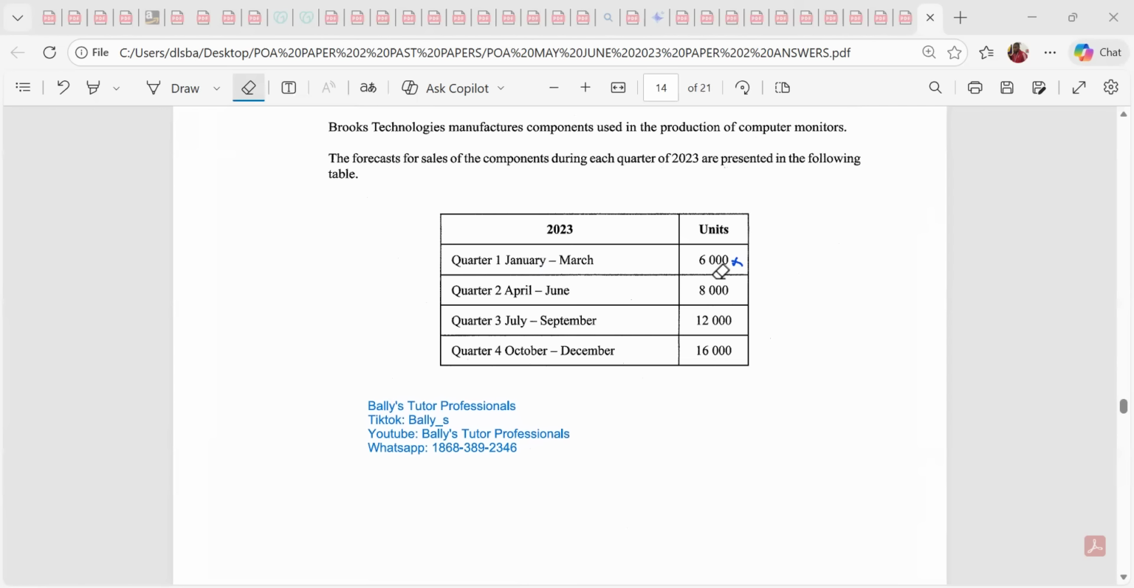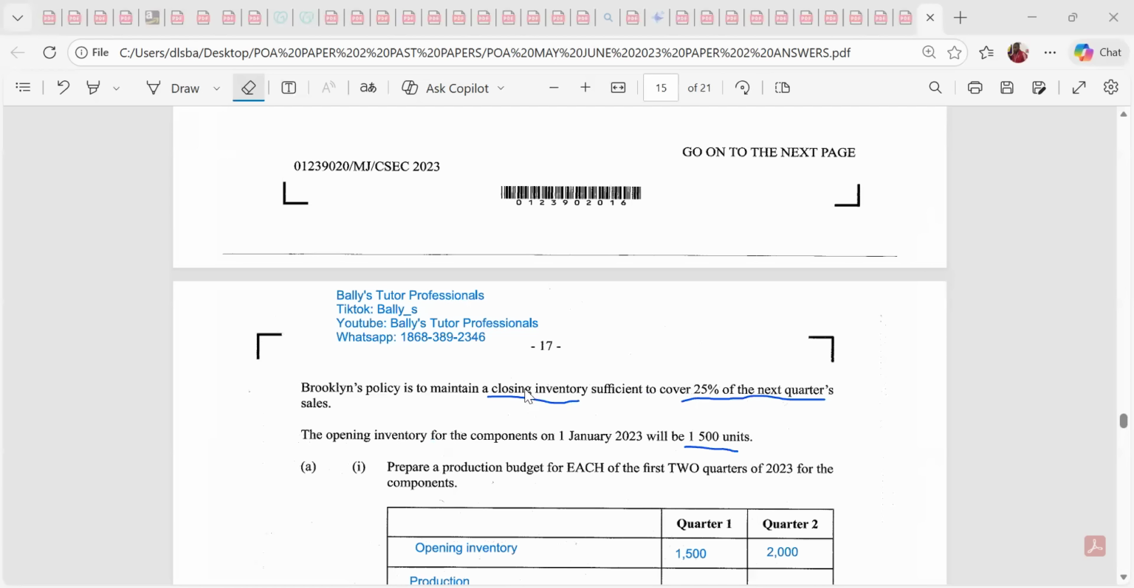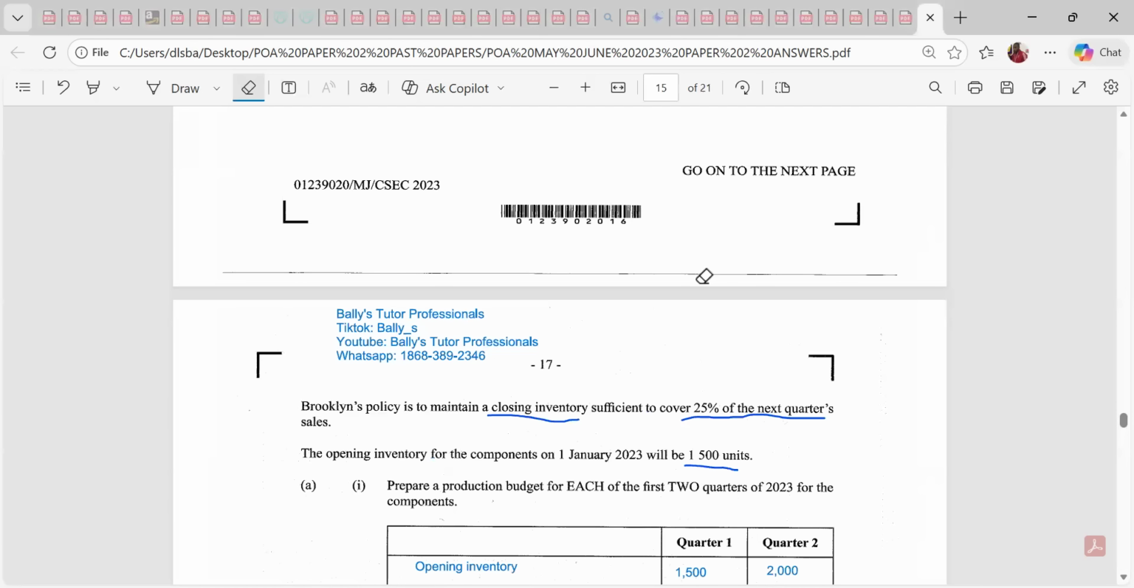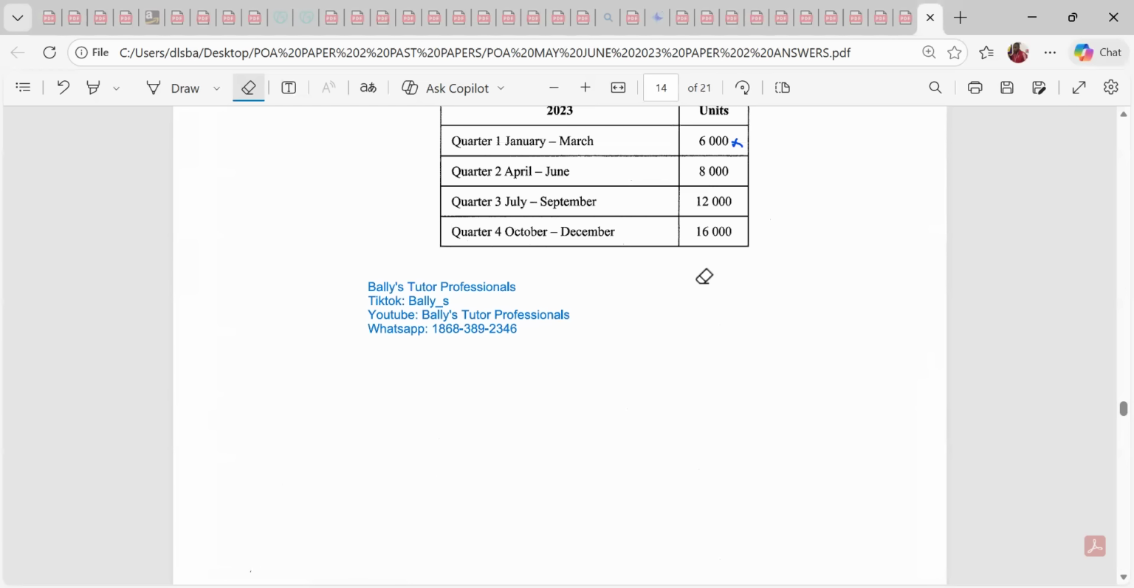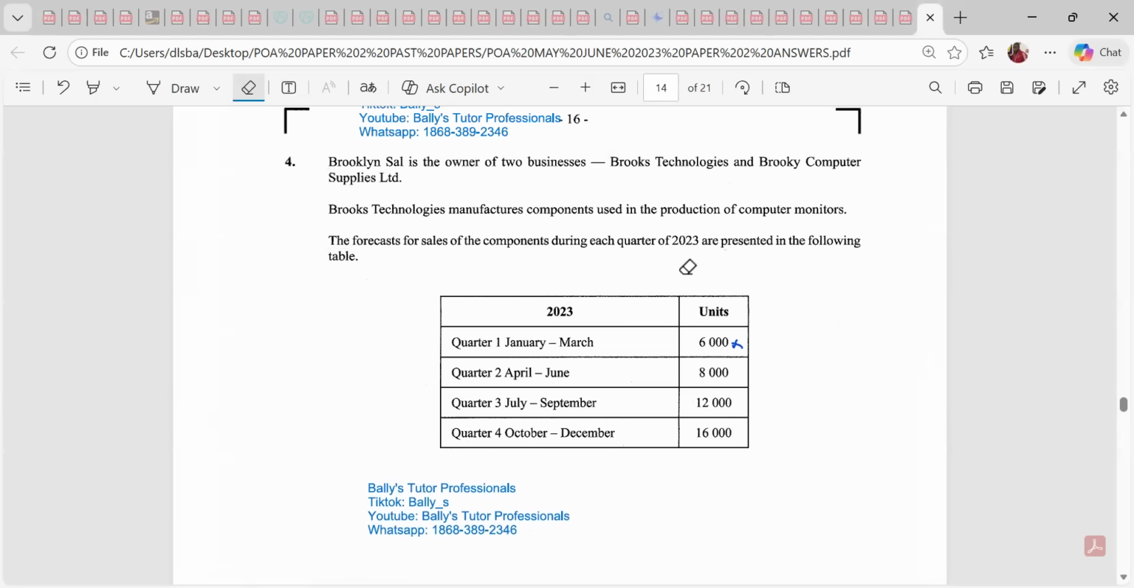All right, so they expect to have... No. I think there's our next production forecast. What am I doing? What am I saying? Yep. You have to do a production budget. So again, when you're doing a production budget, this is what you have to take into account. How much you need for that particular quarter to sell, how much you need to hold as closing stock, and how much you already have as opening stock. Those are the 3 things you have to take into consideration. So this is the forecast for the sales, 6,000, 8,000, 12,000, 16,000.